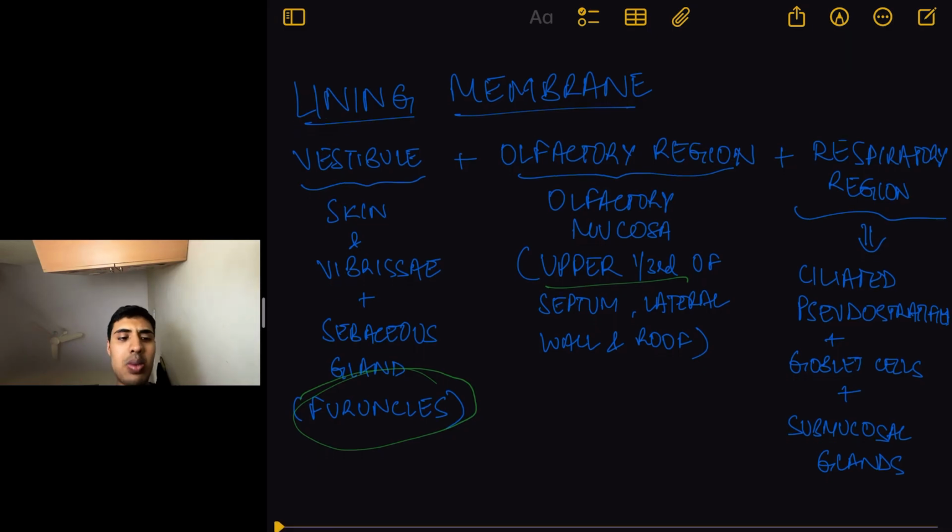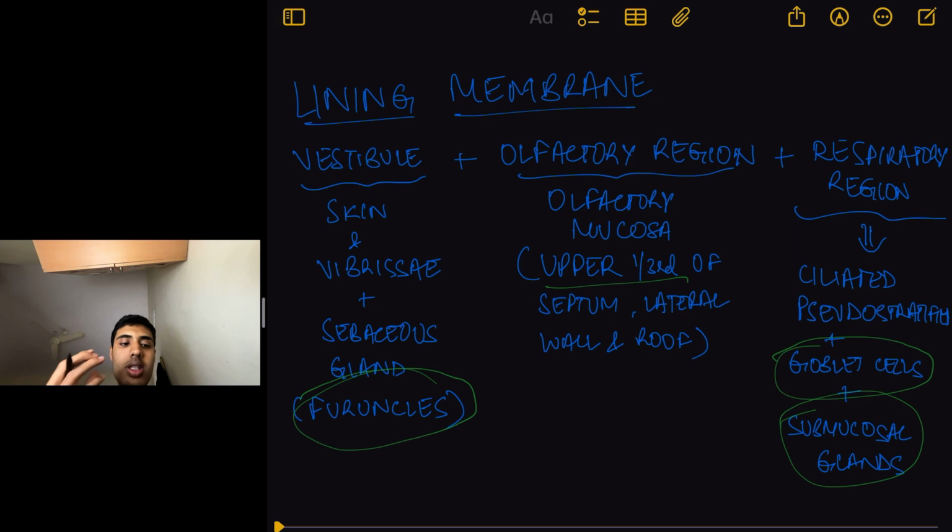I'll tell you why it's the upper one third. I'll come to that a bit later. Then you have the respiratory region. The respiratory region is nothing but the nasal mucosa, pseudo-stratified ciliated columnar epithelium. That pretty much and almost the entire respiratory tract, all the way up to the alveoli, is pseudo-stratified ciliated columnar epithelium with very very important goblet cells and submucosal glands.